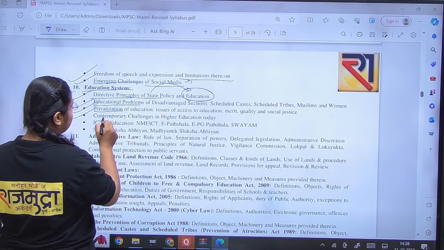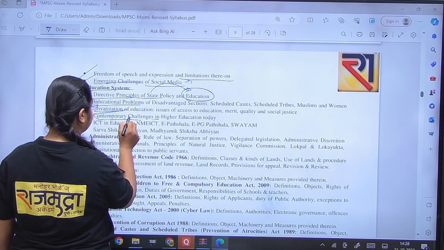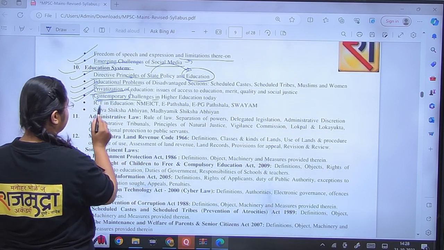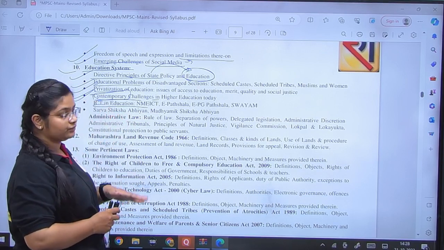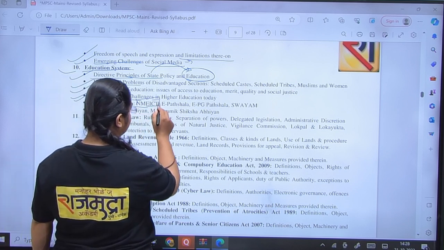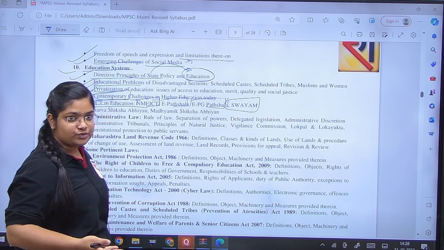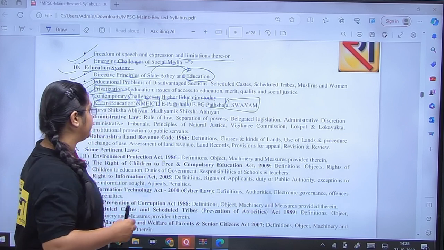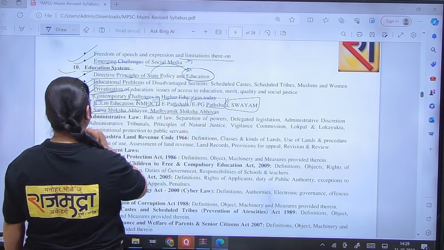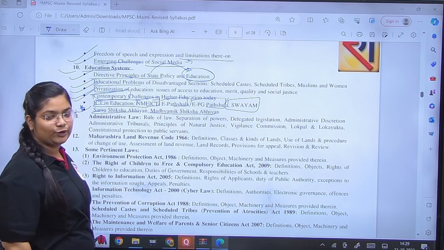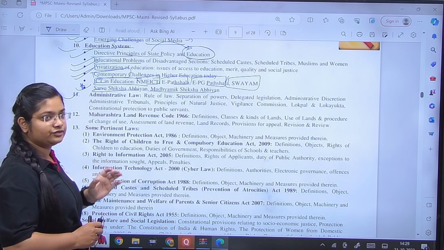Then contemporary challenges in higher education today. What are the contemporary challenges we are facing? Then ICT, that is information and communication technology in education, and the various ways in which the government has helped various platforms to provide access. Next is Sarva Shiksha Abhiyan and Madhyamik Shiksha Abhiyan. We have to study that. Next point in our syllabus is administrative law.